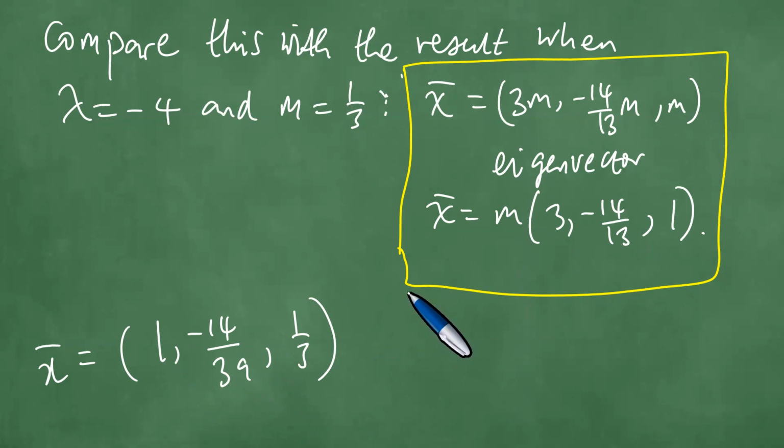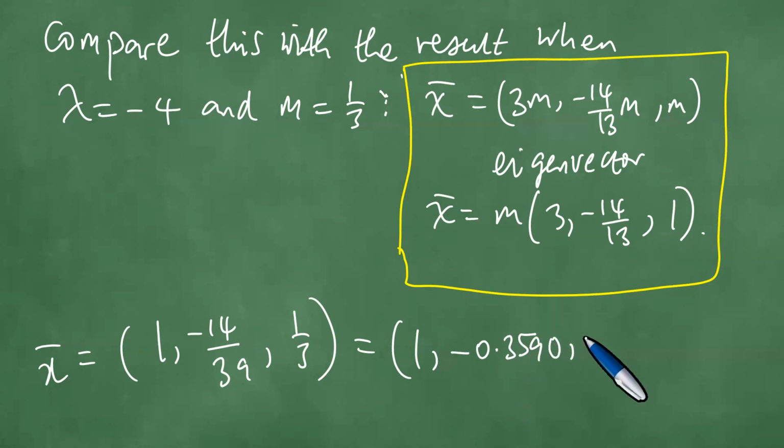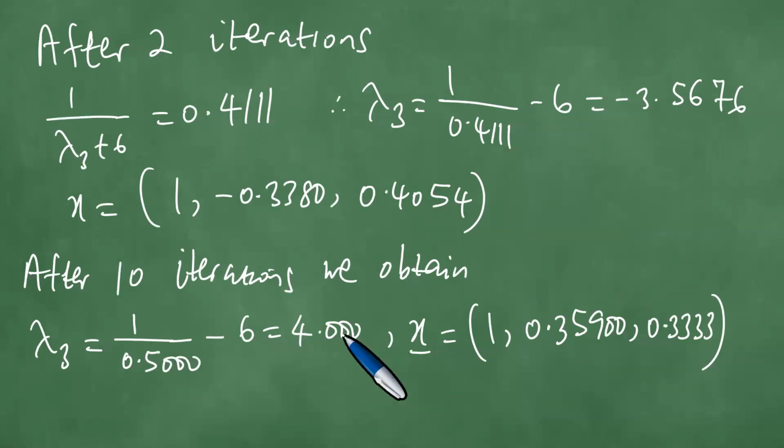So, okay, just observe that. Right, you observe that. Which is 1 minus 0.359, 0.3333. Like this. Compare this with the result when X bar is this. Let's check. Obviously, you can see that after 10 iterations, we got 1 and then this.